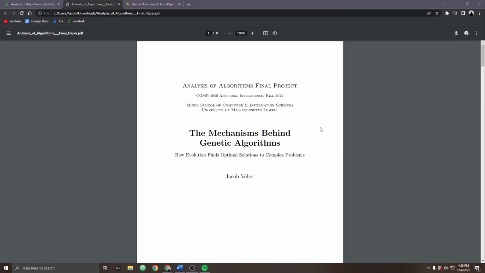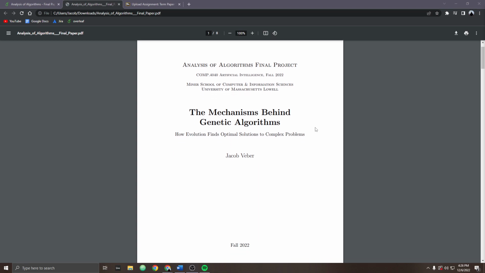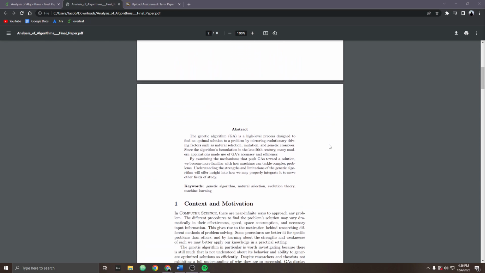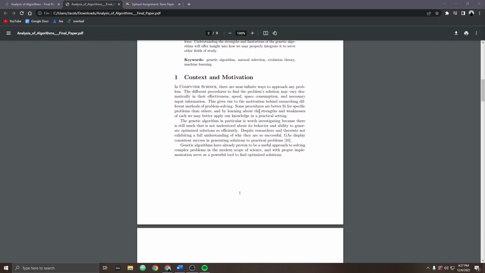I'm going to be talking about the mechanisms that drive genetic algorithms forward and how they evolve to find an optimal solution to a problem. So, to start with a little bit of a definition, a genetic algorithm is a process that aims to optimize a solution to a problem by mirroring evolutionary processes, most notably natural selection, but also genetic crossover and mutation. It is worth investigating because by understanding the mechanisms that drive this algorithm, we get better insight into where we can apply it and its strengths and weaknesses and such.